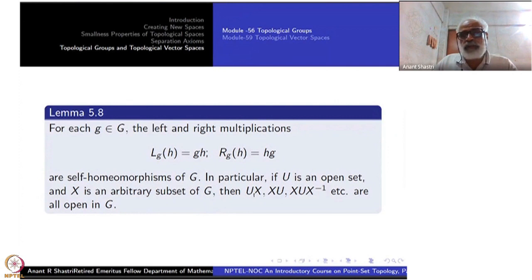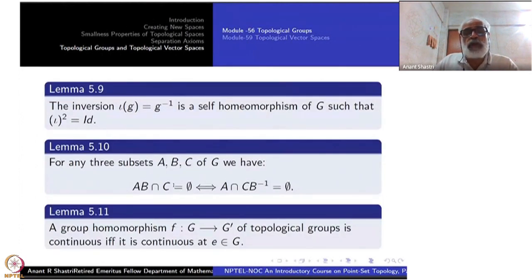Look at U, that is an open set. When you multiply on the right by x, what is that? It is just taking R_x of U. R_x is a homeomorphism, so R_x of U, with one single x here, namely Ux, is open, because it's the image of U. Now UX is nothing but the union of all these sets where x varies over X. Therefore, UX is open. Similarly XU. Once this is open, you can apply it to XU times x inverse. X inverse is some other set, and you can go on applying this finitely many times, so they will all be open subsets. I repeatedly used that R_g and L_g are homeomorphisms. So this is the fantastic thing happening inside a topological group.